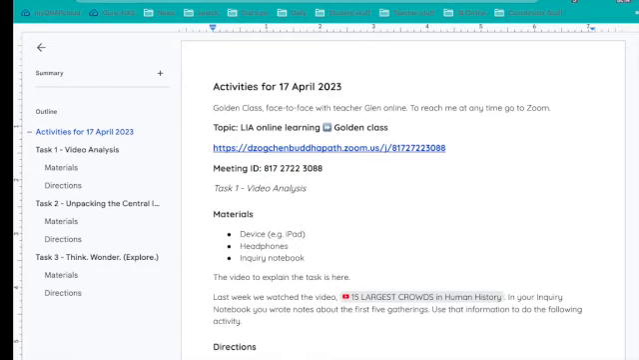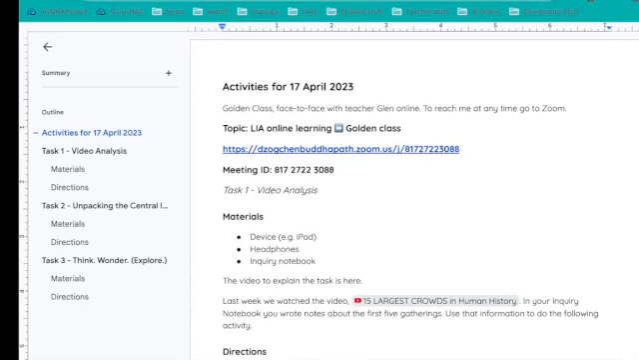For 2 of those, you will need your inquiry notebook. For 1, you'll need your inquiry sketchbook. You'll also need, for the first task, your device and some headphones, but you'll probably also need headphones throughout the day.